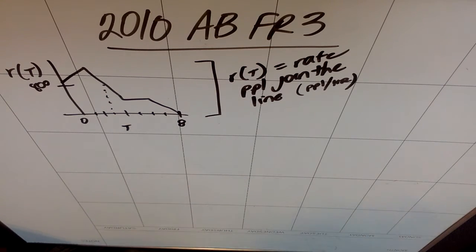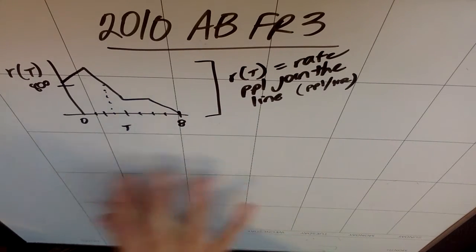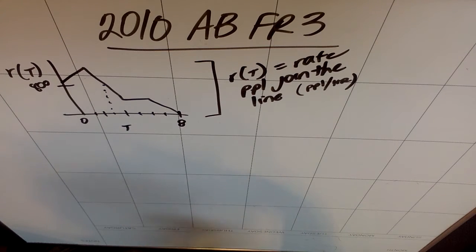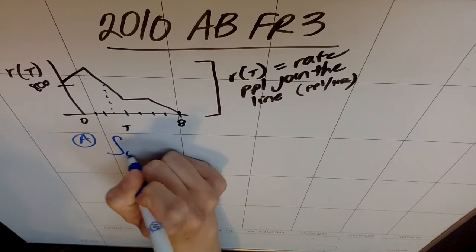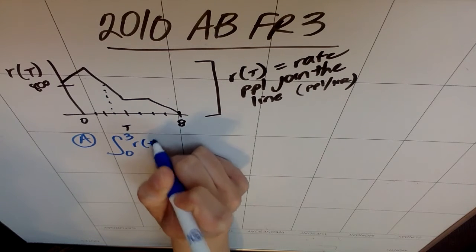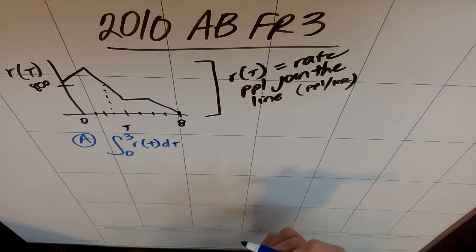So this is the rate that people are getting in line, and what they ask for in A is how many people arrive in the line. So if you have a rate, which is like a rate of change, if you want to find the quantity, you do that by integrating. So if we want to know how many people have gotten in the line, our part A is going to be the integral from 0 to 3 of R of t dt. So I want to integrate the rate, and that's going to give the number of people that have gotten in the line since the beginning. If I integrate the rate, it'll give me the number of people.